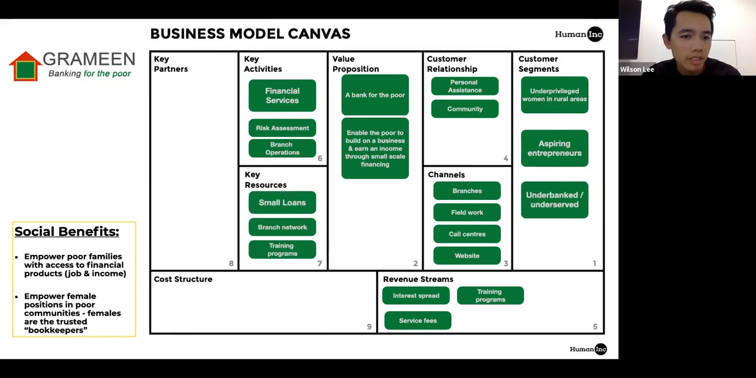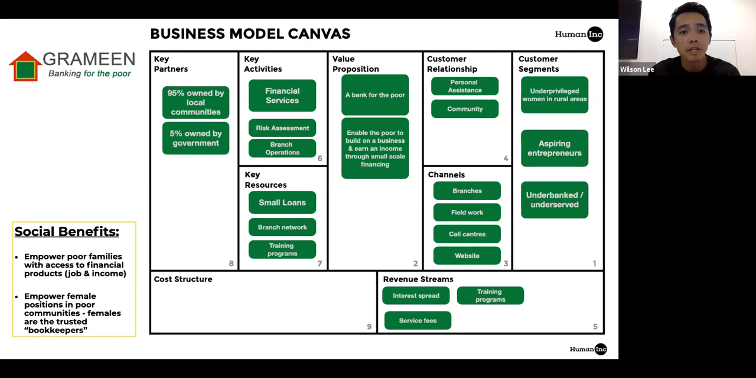And key resources that you need, again, are these small loan products, the product officers, your branch network, how you run these branches, and training programs for a lot of these people, because training is a very, very key aspect for this to work. And key partners, so an interesting thing about this is that it's 95% owned by local communities and only 5% owned by the government. So that way they feel the accountability to pay, even though they don't have a collateral, because everyone owes each other.